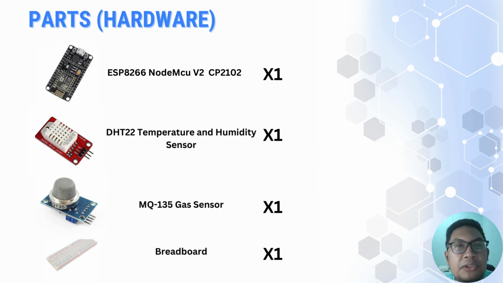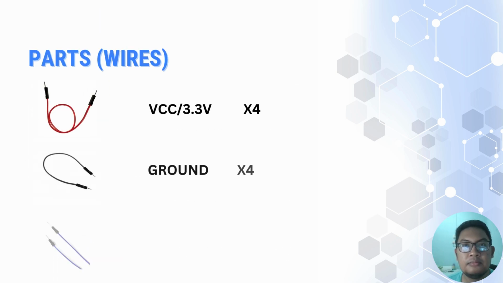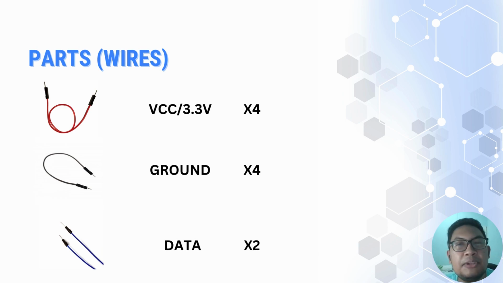The specific board to be used is the ESP8266 NodeMCU, the second version, a DHT22, an MQ135, and a breadboard. So a total of 10 cables to be used: for ground, for 3.3 volt, and 2 data cables for the analog output on the MQ135 and the data output from the DHT22. So it can be any color, but you need a total of 10 cables.